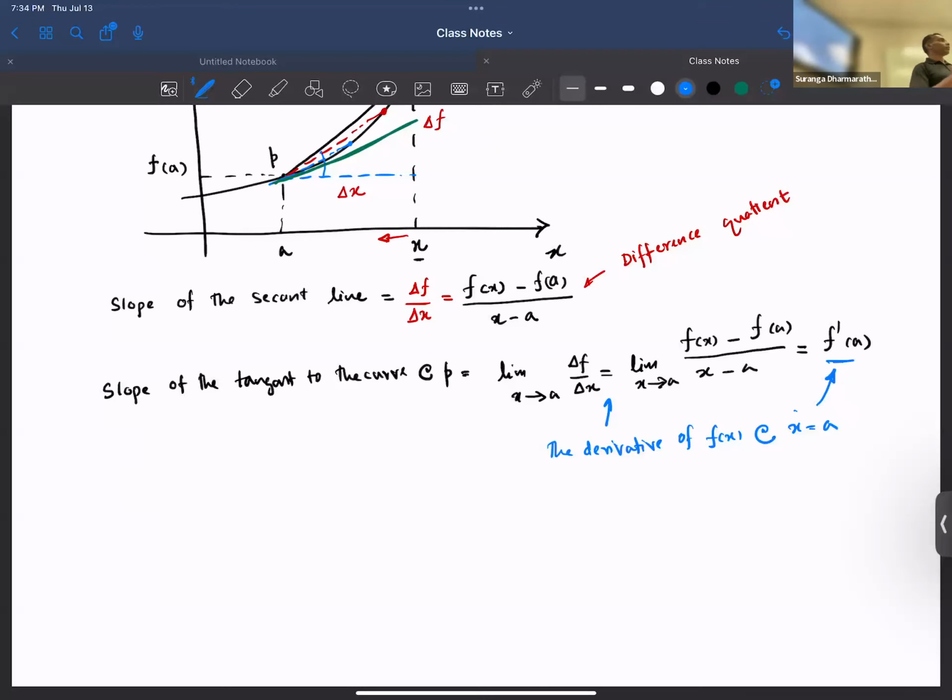Now we want to make it a little bit fancy. Okay, we want to make it a little bit fancy. So we think that x is equal to a plus h. h is some value that is greater than 0. Okay.